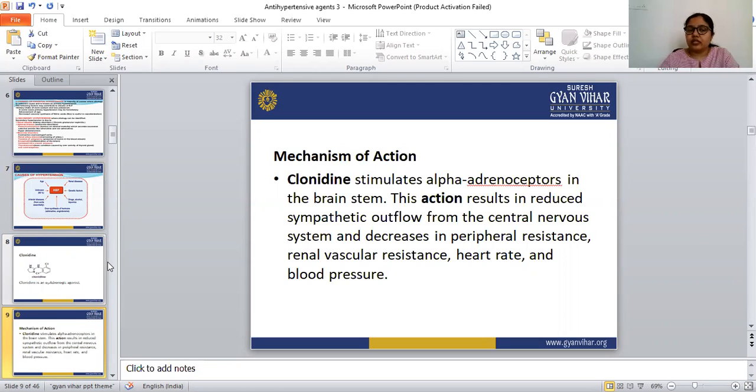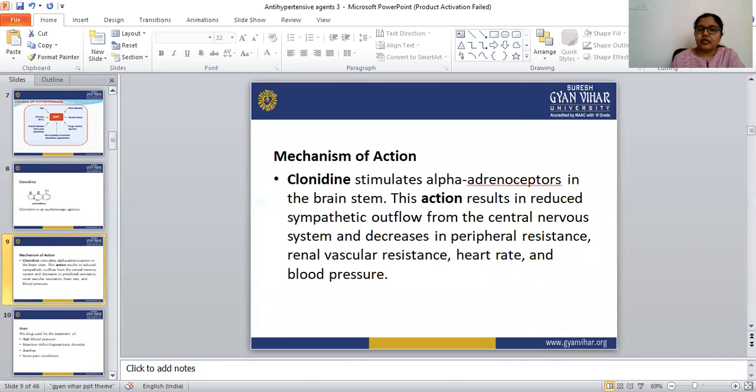So what does this clonidine do? Clonidine stimulates the alpha adrenoreceptors in the brain stem, and that stimulation results in reduced sympathetic outflow from the central nervous system, and that decreases peripheral resistance, renal vascular resistance, heart rate, and the blood pressure.